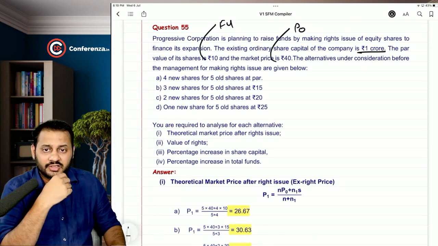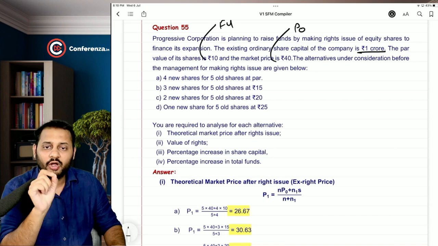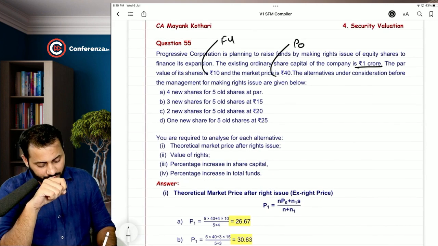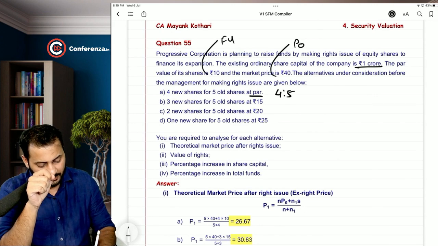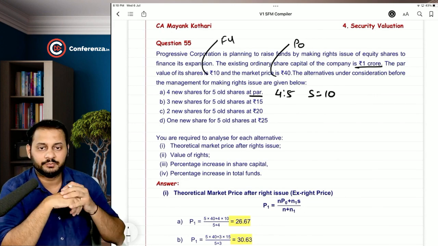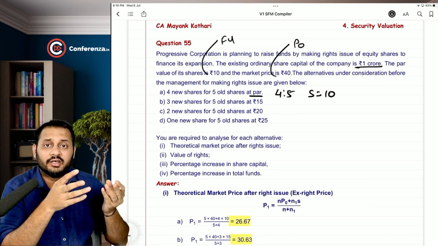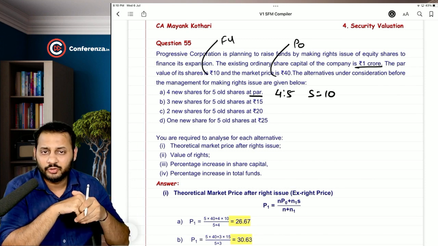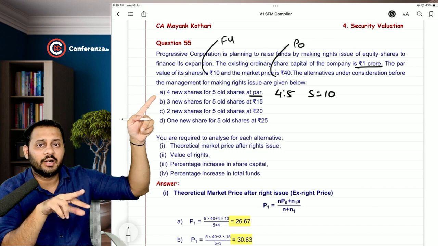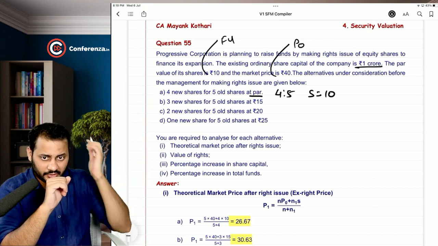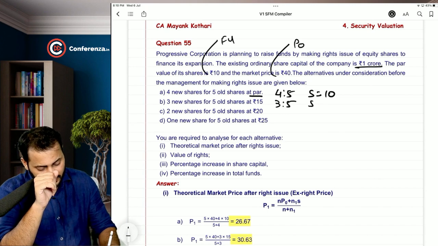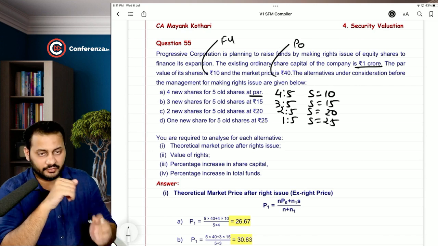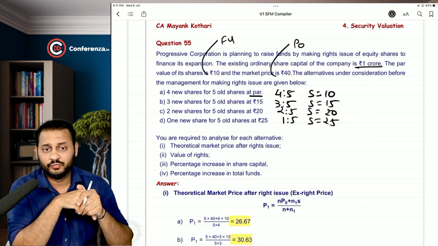The alternatives under consideration before the management for making right issue are given below. 4:5 at par means the subscription price will be 10 rupees. At par they are issuing the new shares. At par means the 10. Par value is 10 rupees, right? And the subscription they are saying is at par. That means subscription will be at 10. Okay. This is 3:5 ratio. Subscription at 15. This is 2:5 ratio. Subscription at 20. This is 1:5 ratio. Subscription is at 25. So there are 4 different options through which we can raise money.